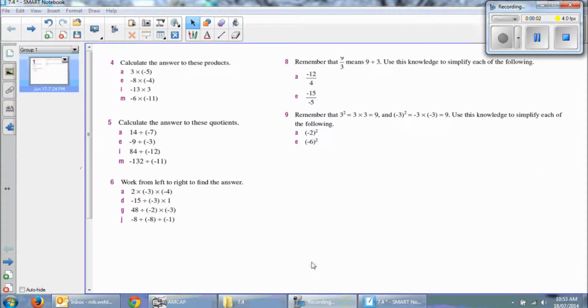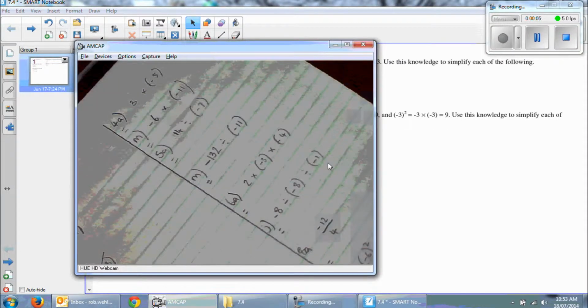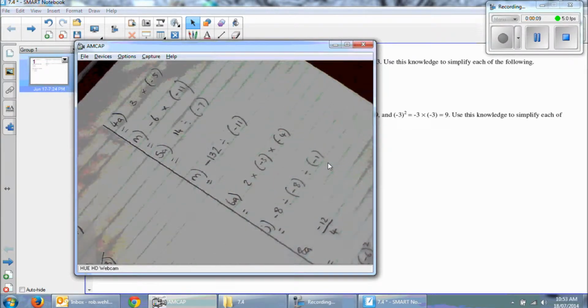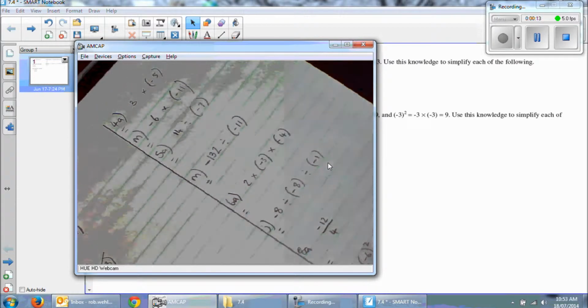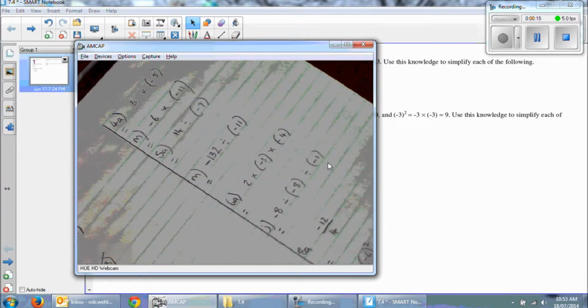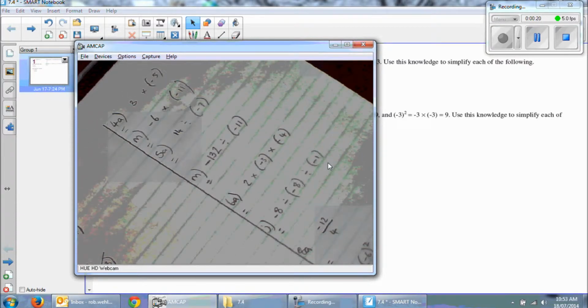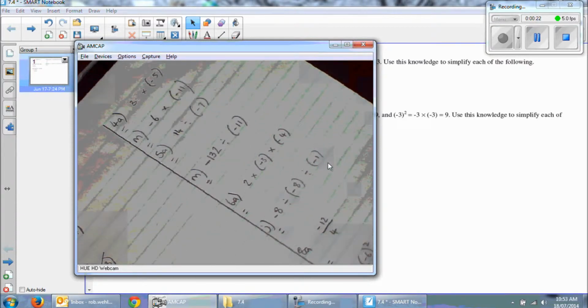Okay, so when we're looking at multiplication and division, the only rule that you need to remember is when you multiply two of the same things, you get a positive, and when you multiply two different things, you get a negative. So if you have a positive and a negative, and you multiply or divide them, you end up with a negative. If you have a positive and a positive, you get a positive, and if you have a negative and a negative, you get a positive as well.